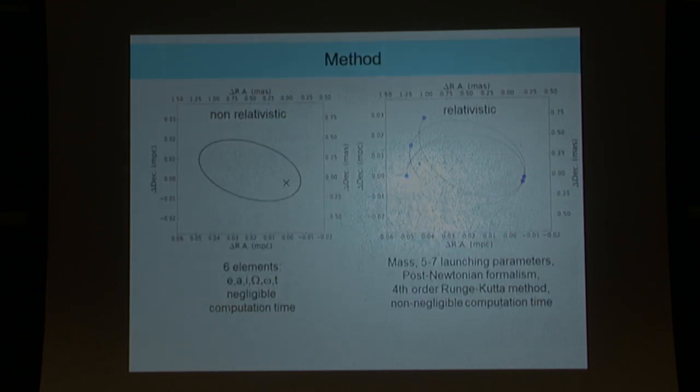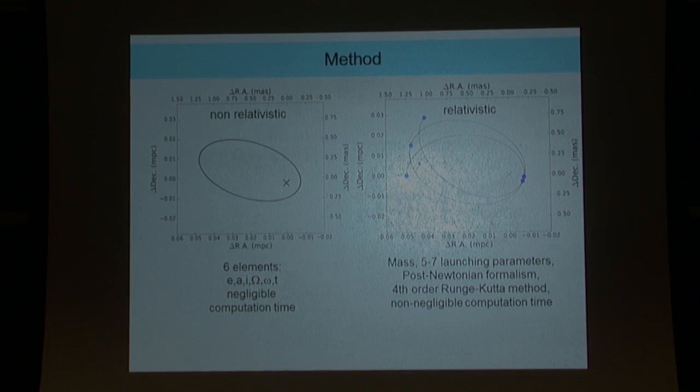Now, the method. Stefan pointed out that, in fact, you can fit any ellipse to the data and camouflage the relativistic effects. There's always a best ellipse that you can fit. So that is not the way to go. You have to be more inventive here. So on the left-hand side, you have the non-relativistic case. It's easy, few orbital elements, negligible computing time. It's quick. On the right-hand side, you have where the problems are born.